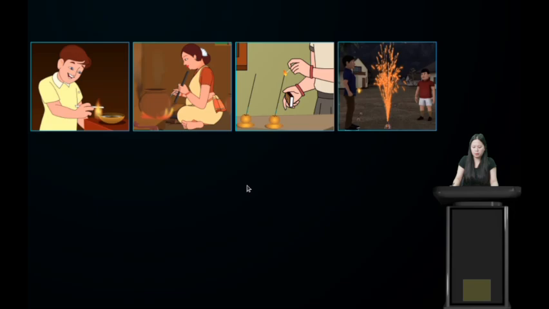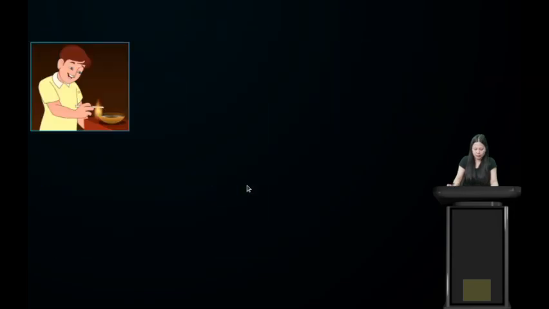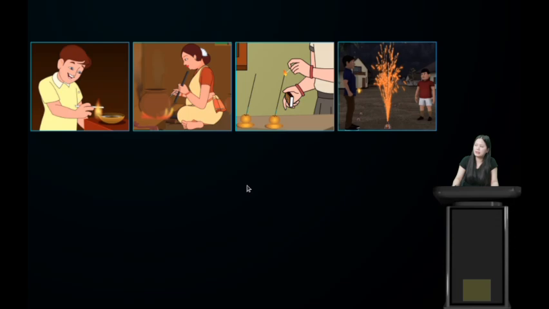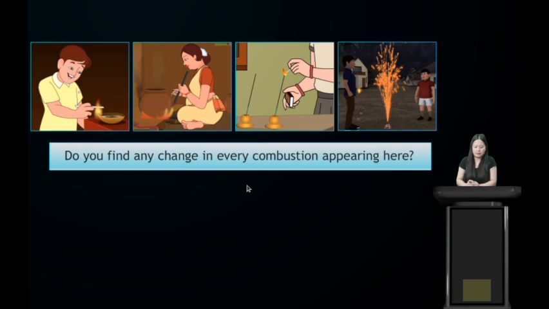So we will continue with the same chapter, combustion and flames, in today's class. Here we see different examples of combustion. We see the burning of a diya, firewood burning, burning of incense, and then the burning of crackers. So the question is, do you find any change in every combustion appearing here, or are they the same? Do you find any similarities or differences?